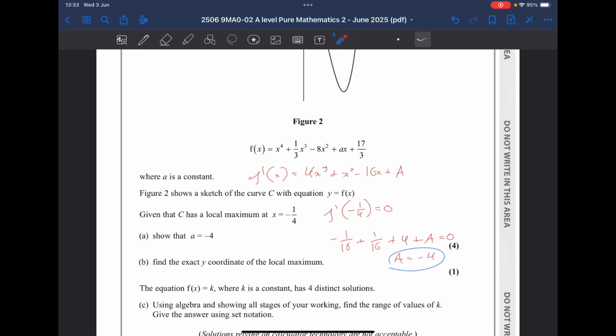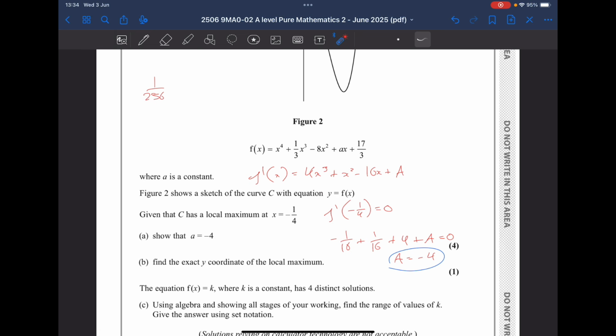That looks good. Find the y coordinate. We just want to plug this value back in. So we had a as minus 4. Let's plug in a value of minus a quarter into that then. So minus a quarter on there. It's not going to be so nice. It's going to be not very nice at all. So minus a quarter to the 4th, 1 on 256. Yeah, 1 on 256.